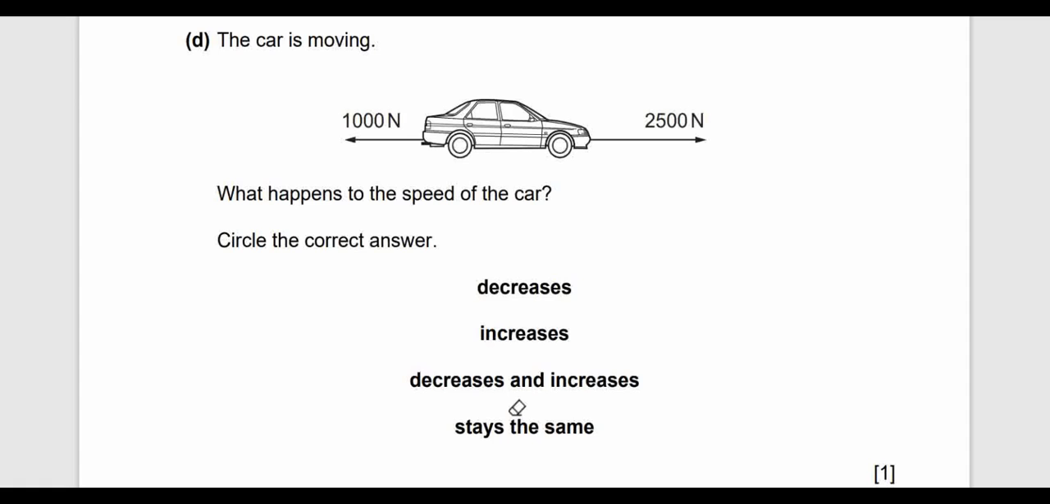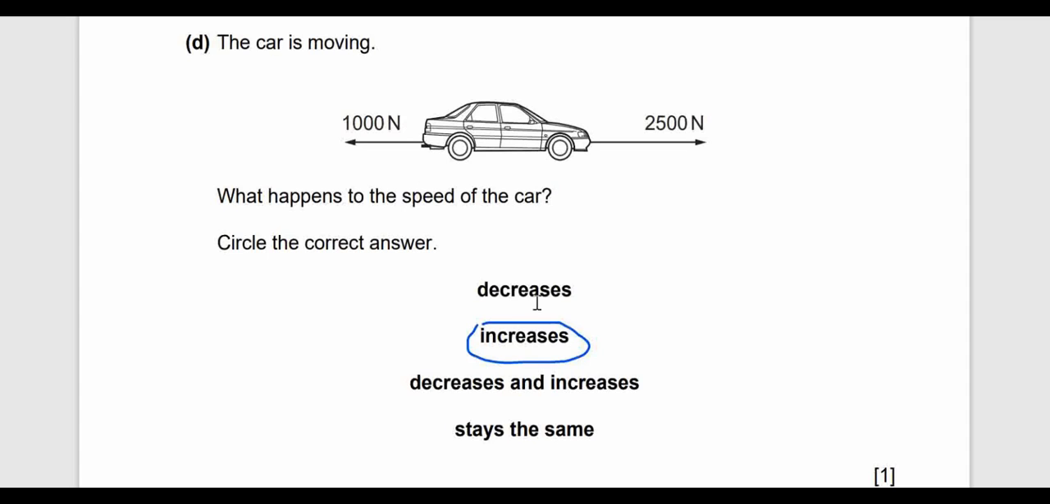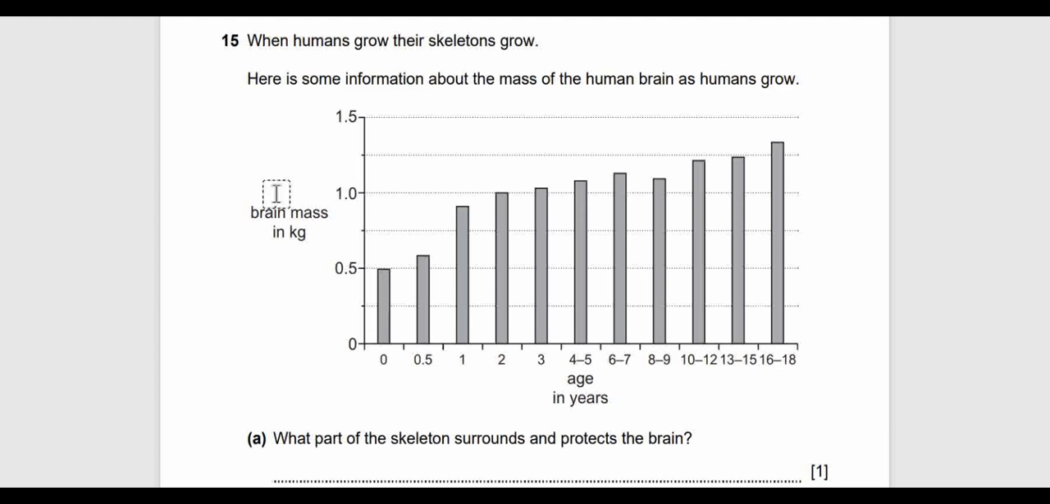Alright, guys, let's open up the answer. Okay, so it increases. The reason is 2500, the force to the right, is greater than the force to the left, so there's a net resultant force to the right. So since there is a resultant force to the right, then the car speed will increase. That's the reason.